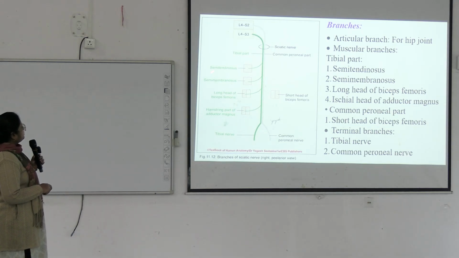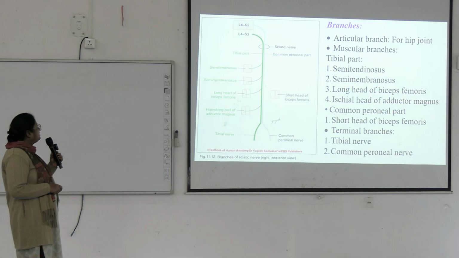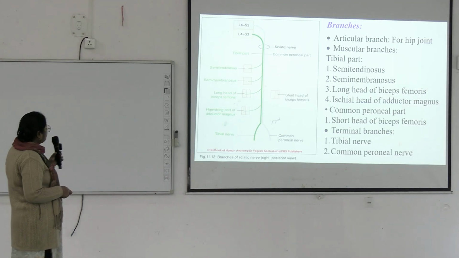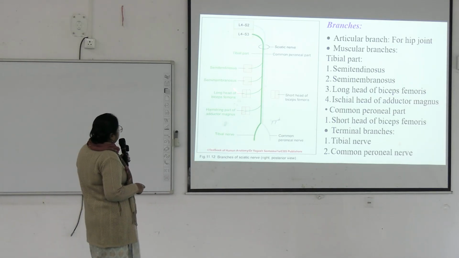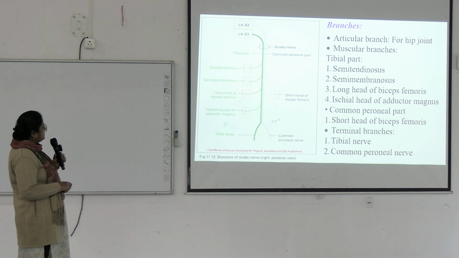Okay, so the tibial component is supplying the hamstring group of muscles: semitendinosus, semimembranosus, long head of biceps femoris, and hamstring part of adductor magnus.